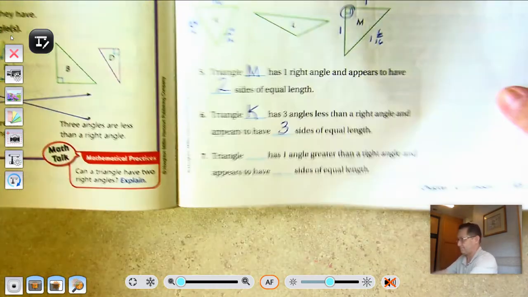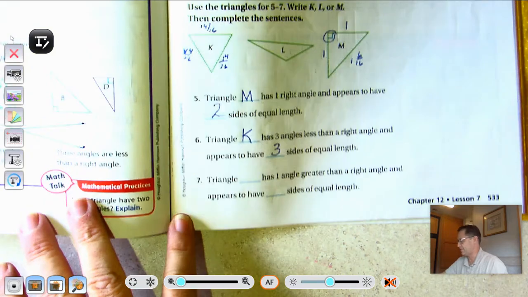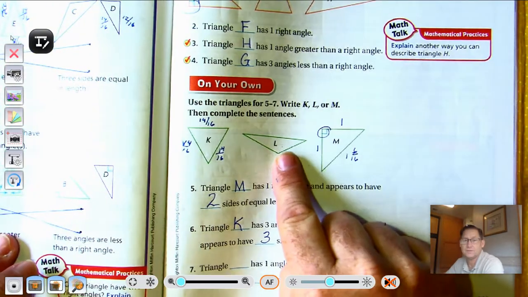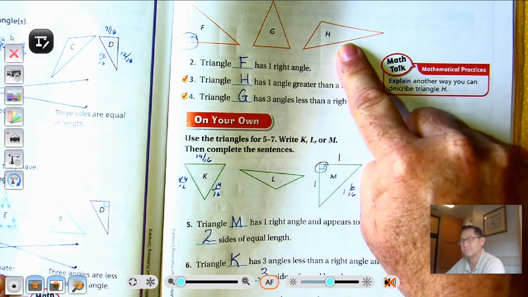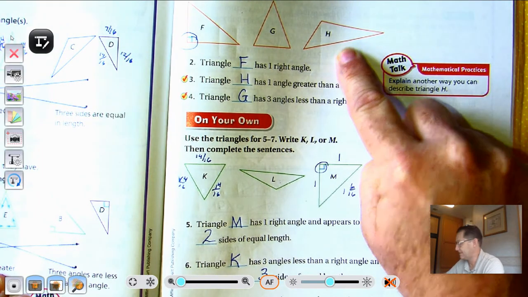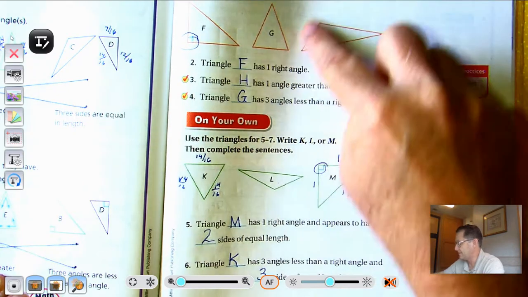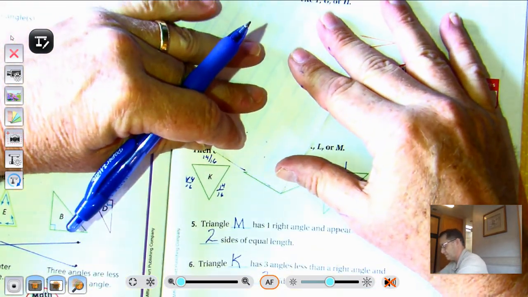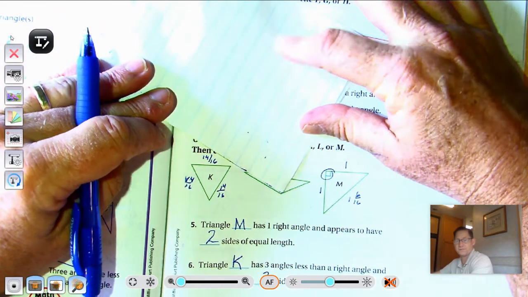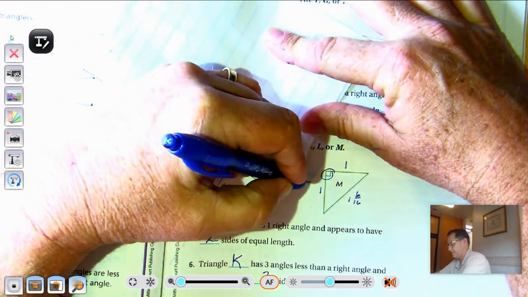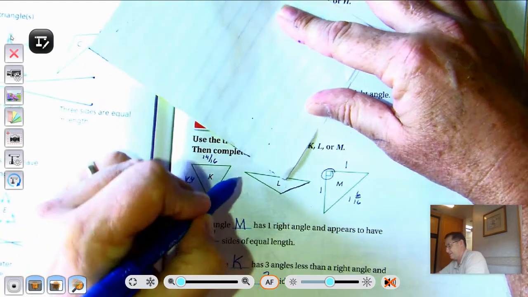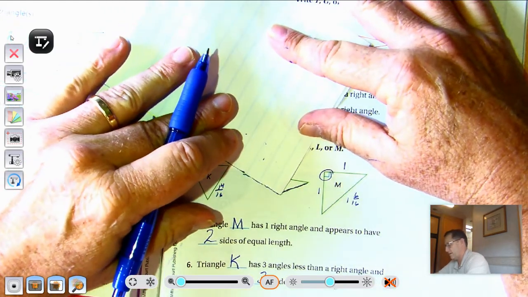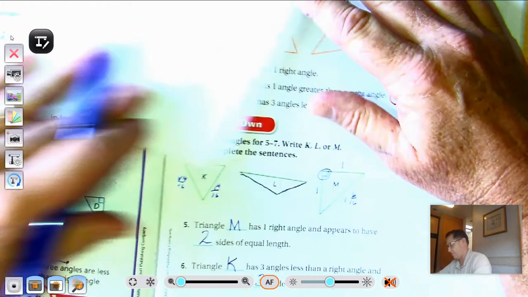How about 7? Triangle blank has 1 angle greater than a right angle. Well, L kind of looks like H. It's got this angle right here that looks like this angle. So if I compare it to a corner of a piece of paper, you notice that this part of the angle is off of the paper. So that is an angle greater than a right angle.